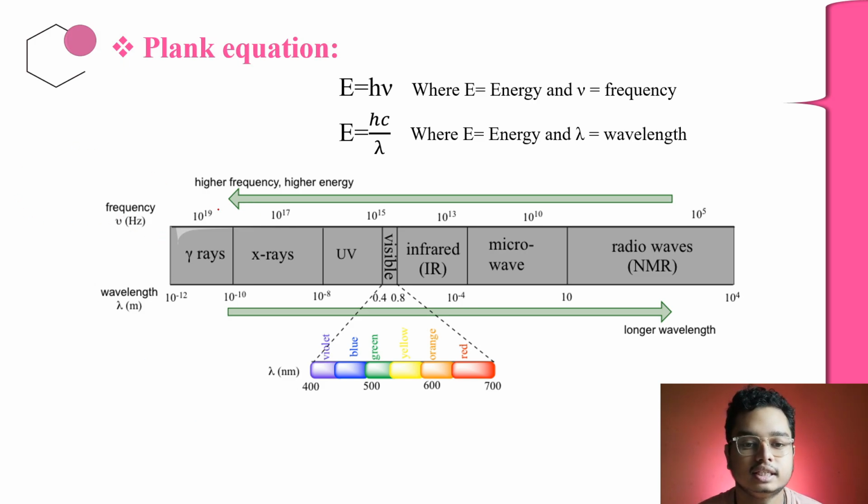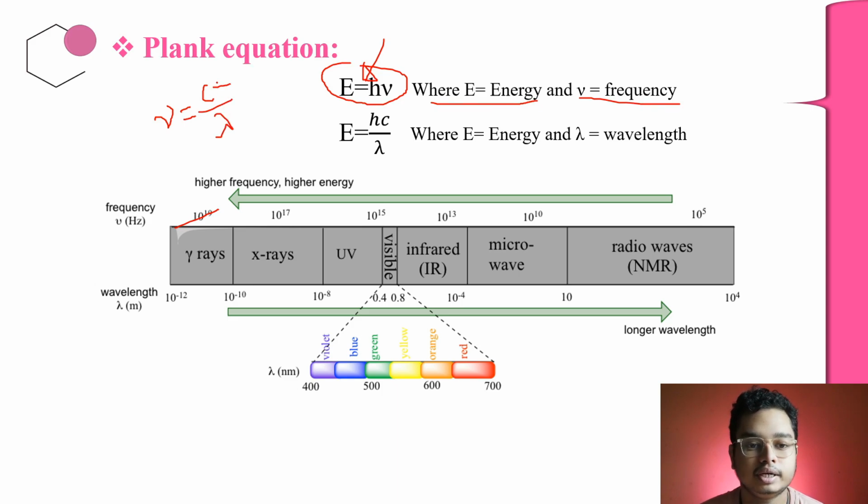The Planck equation suggests that E equals h nu, where E is the energy and nu is the frequency. That means the more the frequency, the more the energy of the particular electromagnetic radiation, and h is the Planck constant, whose value is 6.626 times 10 to the minus 34 joule second. Similarly, we know that frequency is nothing but c by lambda, where c is the speed of light and lambda is the wavelength.